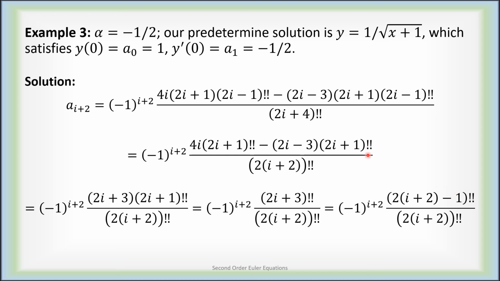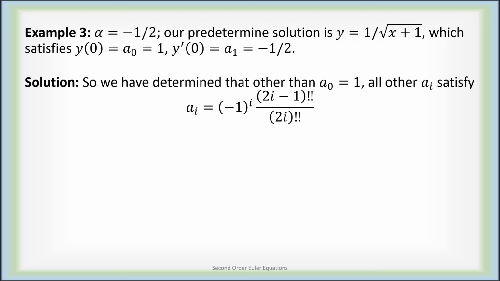Overall, what do we now have? A sub i plus 2, this index is now i plus 2, has been written as negative 1 to that power, 2 times the index minus 1 double factorial over 2 times the index double factorial. This is exactly the form we wanted. So what we have determined is that other than a sub 0 being just manually forced to be 1, all of the other a sub i's we've inductively proved follow this formula. A sub i is always negative 1 to the index power, 2 times index minus 1 double factorial over 2 times index double factorial.